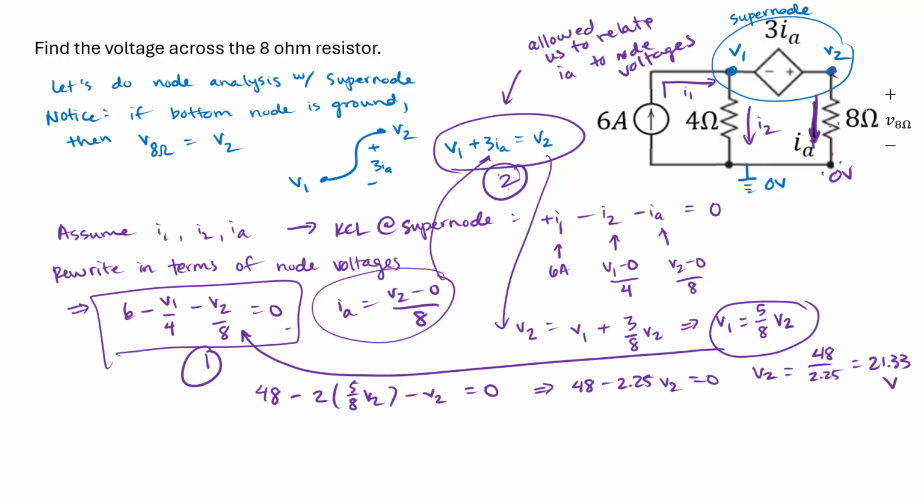As we mentioned before, V2 is actually equal to the voltage we want to find, so that means that the voltage across our 8 ohm resistor is 21.33 volts. And there you have it. That is one way to solve for this circuit using our node analysis.